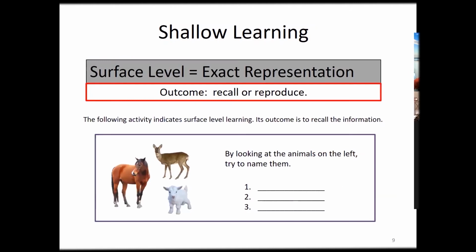Let's look at this one, okay? Here, this is the first, a shallow level question. For example, the question is, by looking at the animals on the left, try to name them. Based on this question, what do you expect the students' outcome to be? They'll try to remember from what they have learned, right? And then they'll put down the words here, right? So obviously, this question is geared towards the shallow level. You just target remember, recall, and paraphrase.